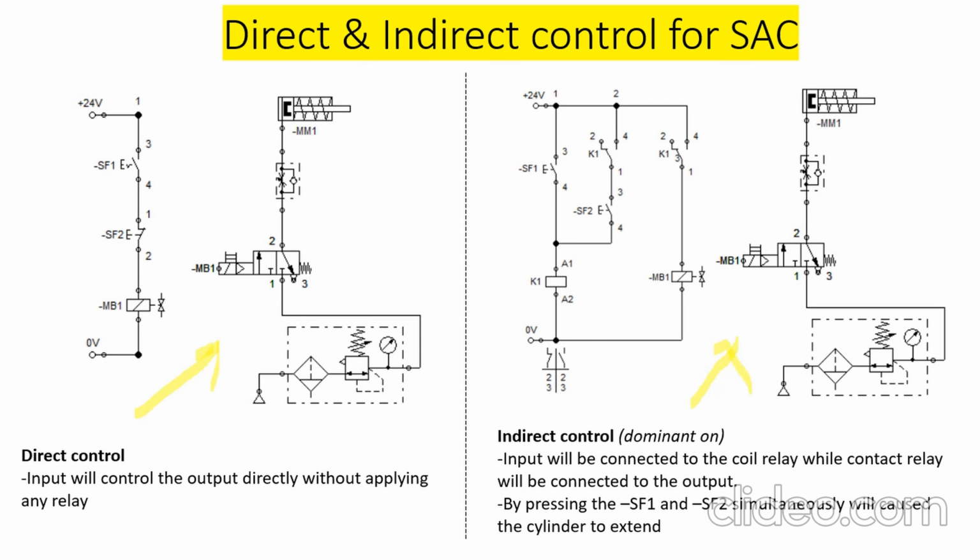So in direct control, the input will control the output directly without applying any relay, while in indirect control, the dominant on, the input will be connected to the relay coil, while the relay contact will be connected to the output. Then by pressing SF1 and SF2 simultaneously, it will cause the cylinder to extend.